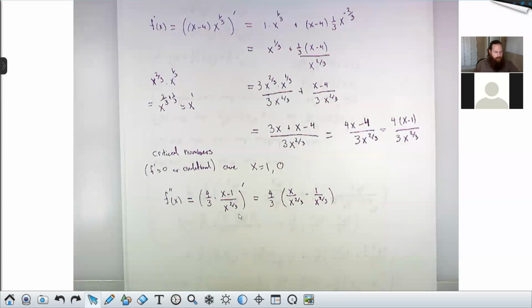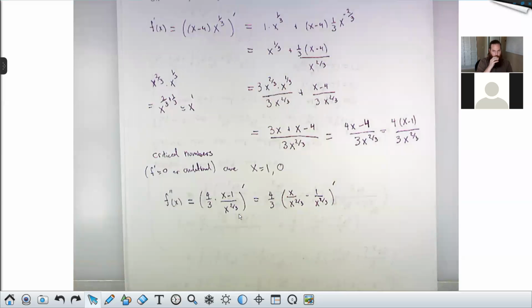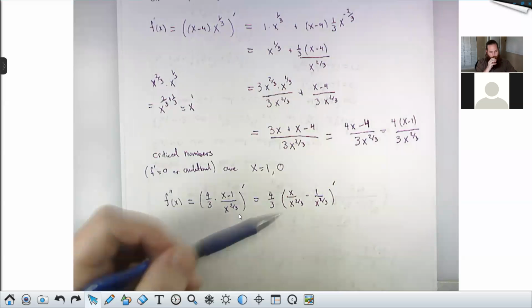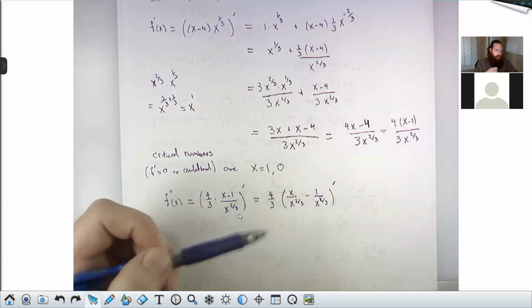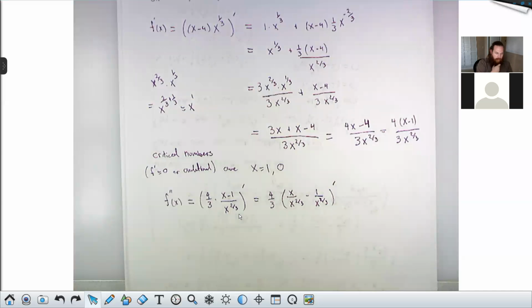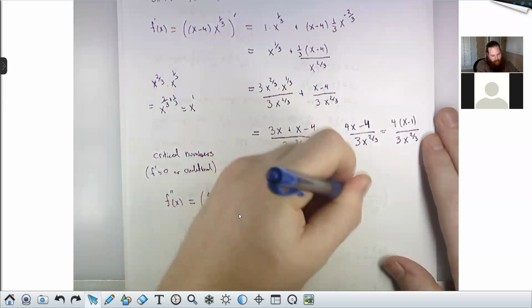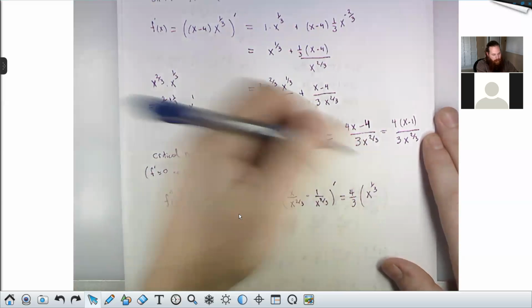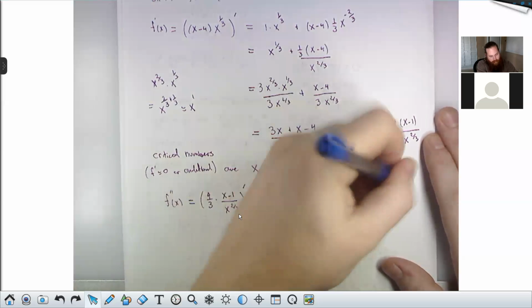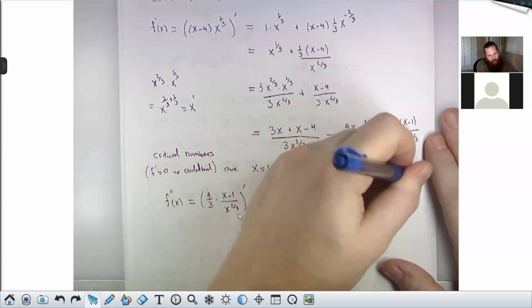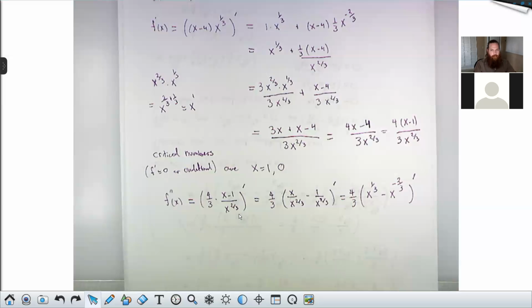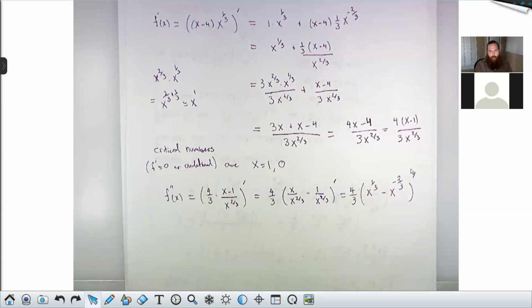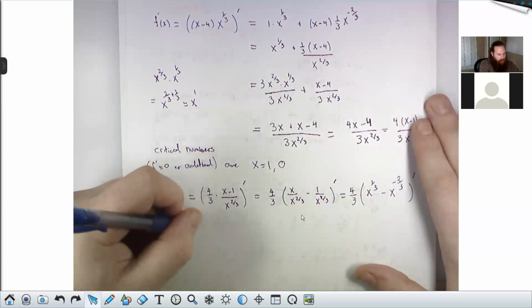Now I simplify, and I still need to differentiate, so the prime. This is x to the 1 over x to the 2/3, so that is the same as x to the 1/3. So up front, I have my 4/3. This is x to the 1/3 minus x to the negative 2/3, and we need to differentiate still. So I still haven't done any calculus for f double prime, just algebra to get it into a form that's easier to differentiate. Now on this next line, I'll do the differentiation.